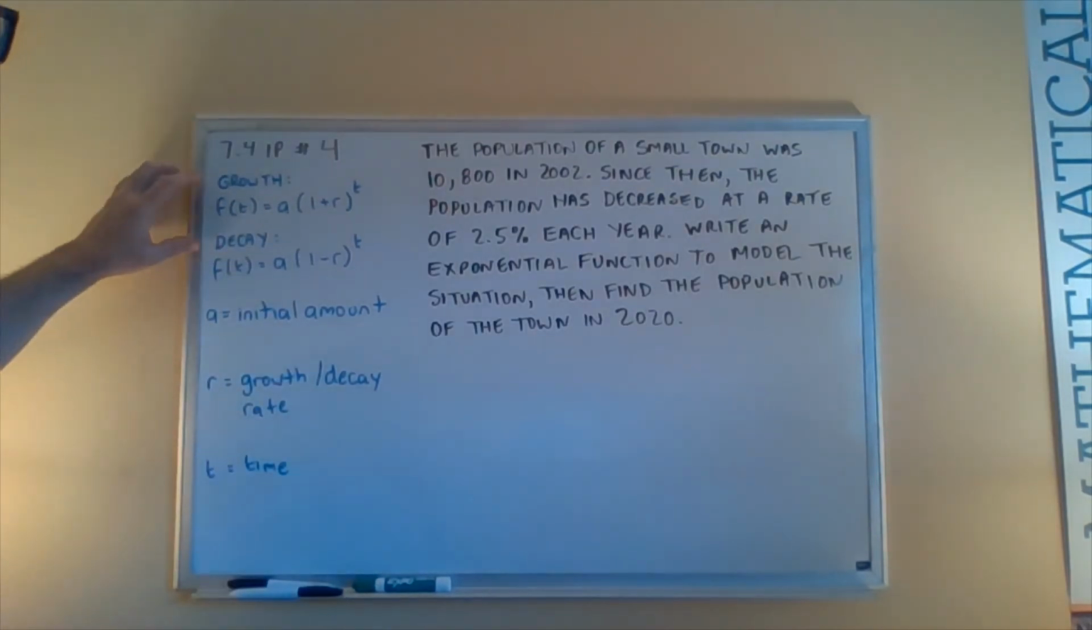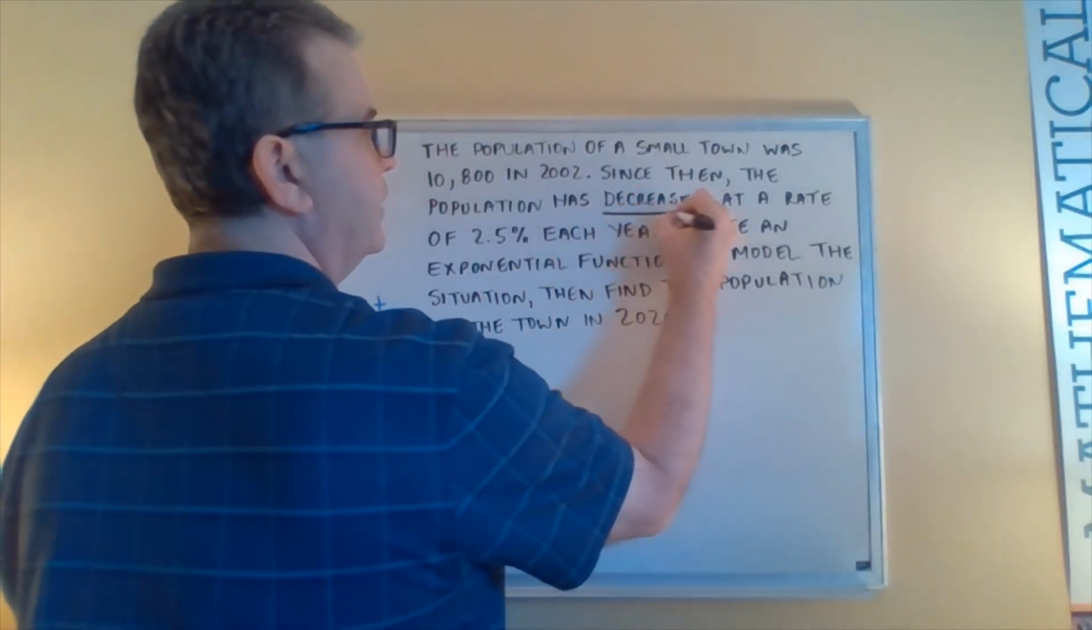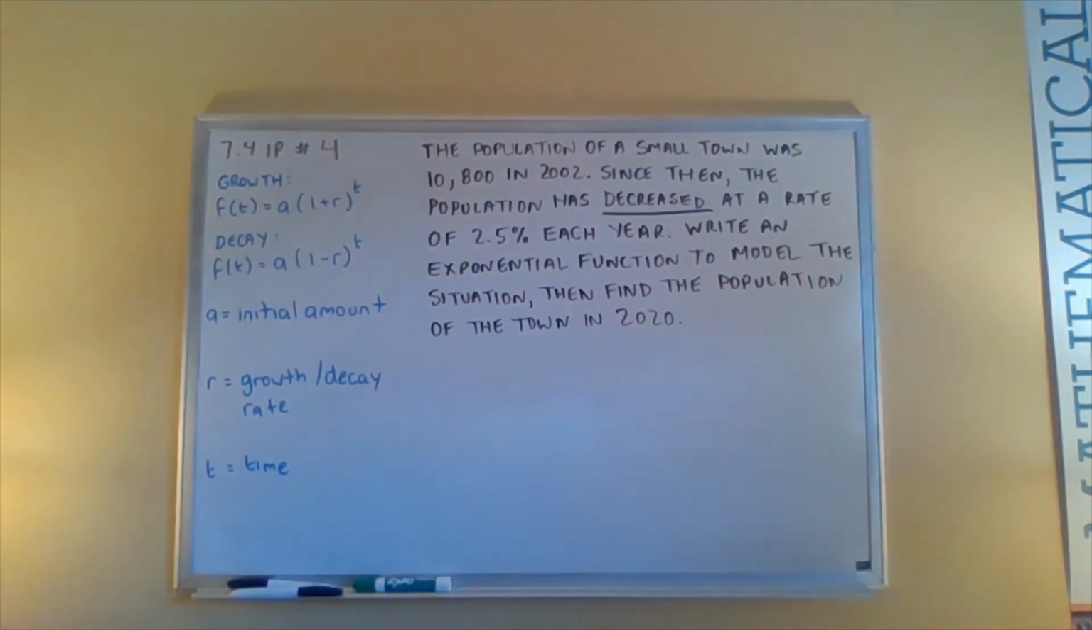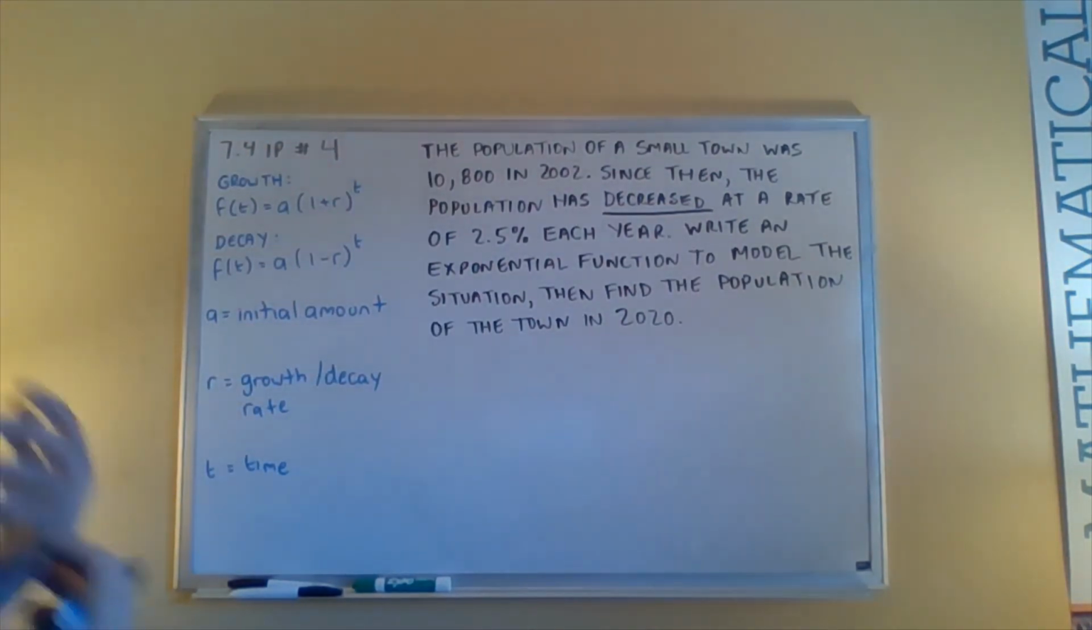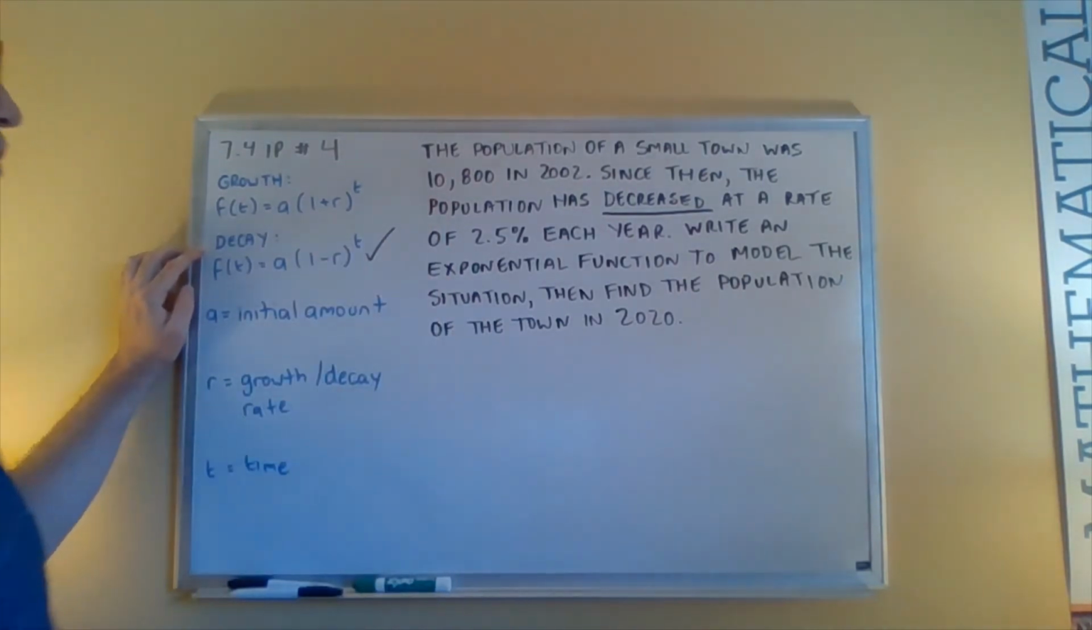First of all, we have to figure out which function we're going to use, growth or decay. So we look into our word problem, we find the word decreased. So we know that our population is decreasing, it's going down, we're going to use our decay function.